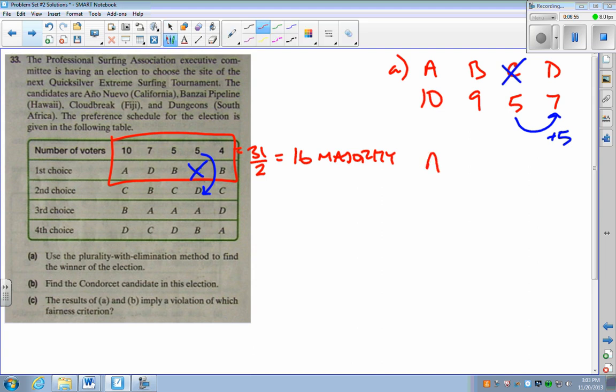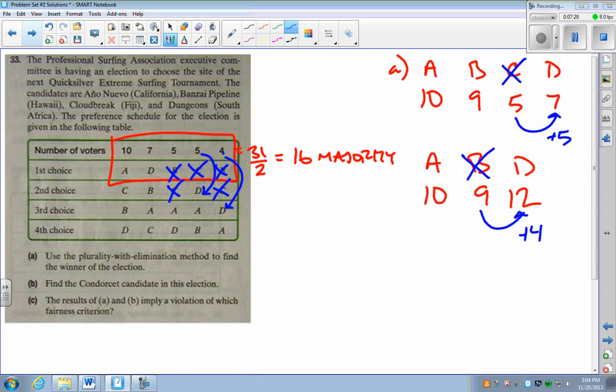So round 2, it's 10 to 9 to 12. No one has a majority still. So person B is gone. We need to reassign their votes. Person C should get their 4 votes, but person C is already gone. So they're gone again, and D gets those 4 votes. So D gets a +4. Person B is gone. They should go to C, but C's already gone. So A gets +5.